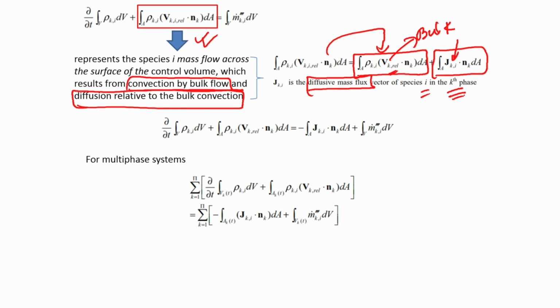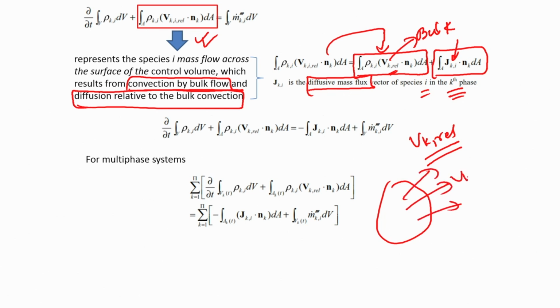To understand this, what we have said is that the species is getting transported across a control surface. Now, this transport across the control surface may be happening due to the convection of the bulk flow. Bulk flow is V_k relative. So, this bulk flow carries with it a certain amount of species. This is a control volume, there is a bulk flow going out, given by V_k relative. As it is flowing out, it is carrying the ith species with it.